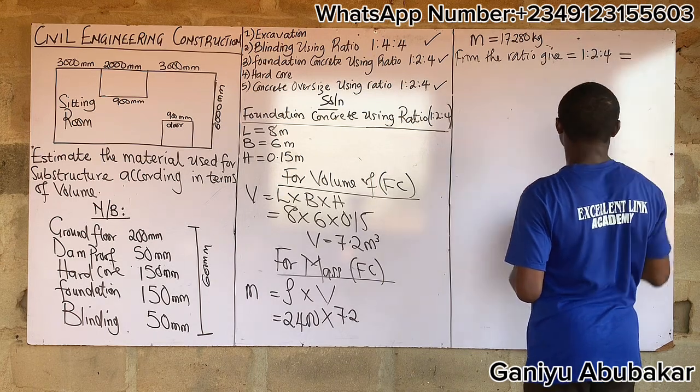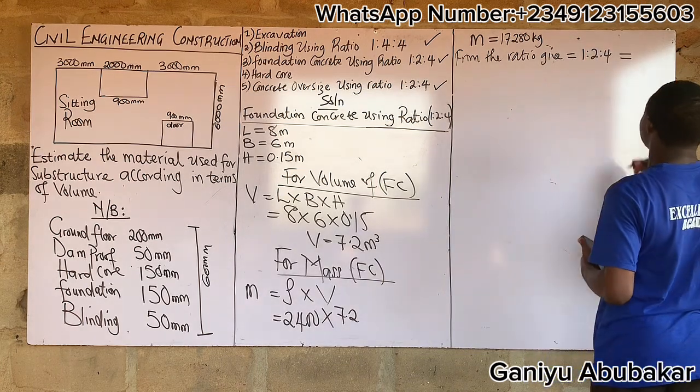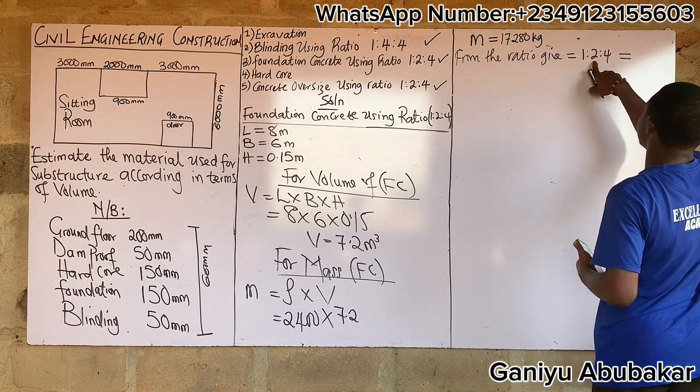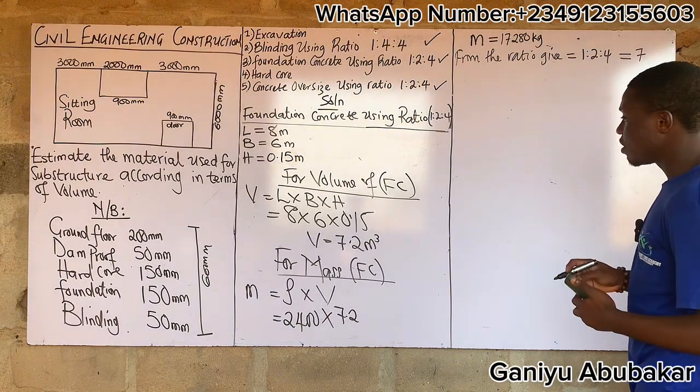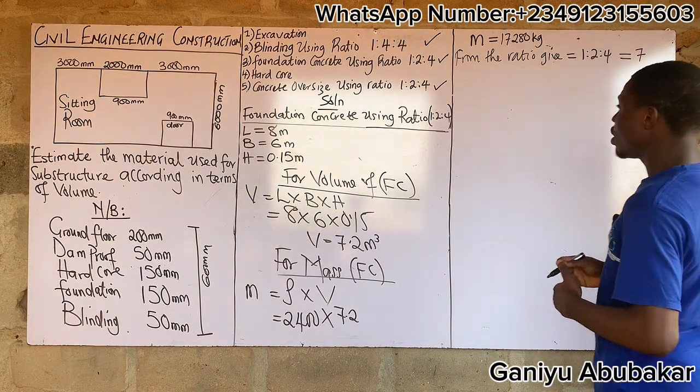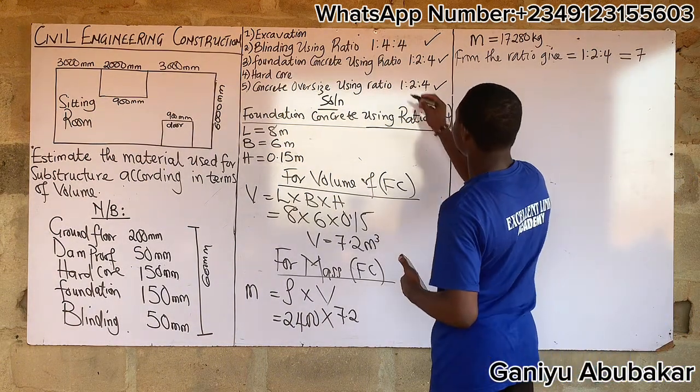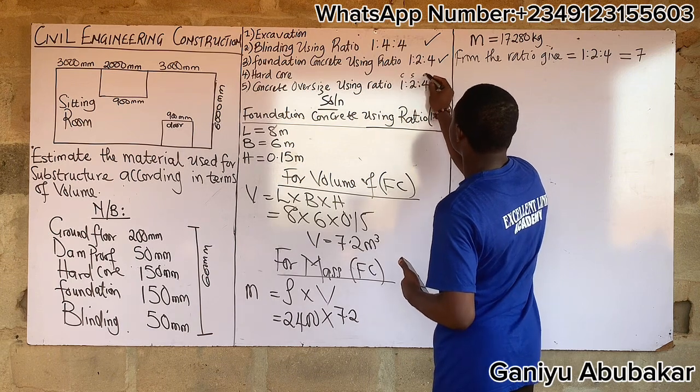1:2:4. Add them up, that becomes 7. So I have 7 as my total of the ratio. So let's get the cement, sand, and granite. Let's start with cement.